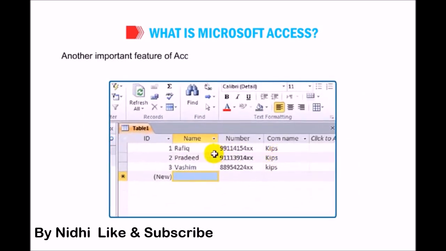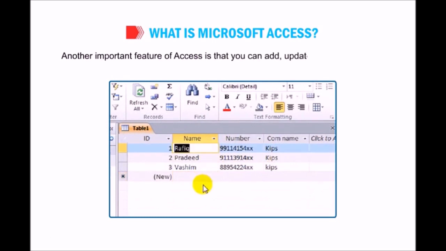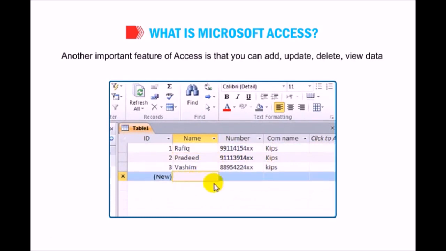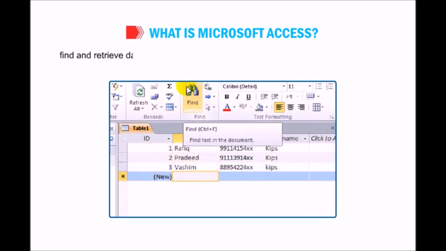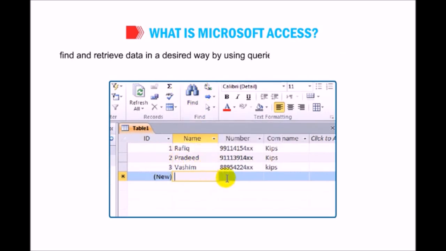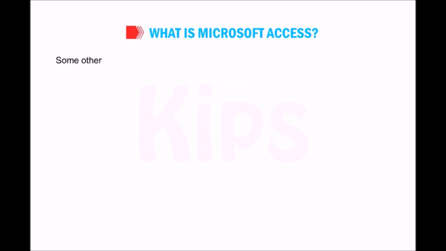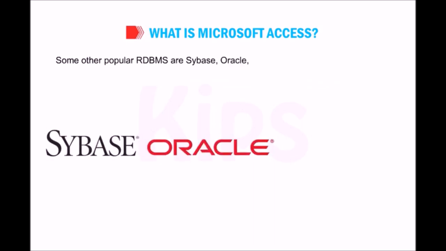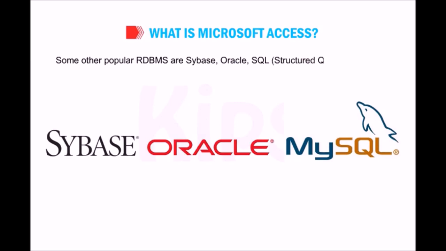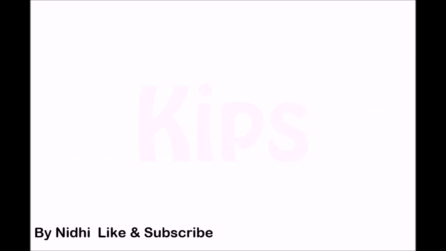Another important feature of Access is that you can add, update, delete, view data and establish relationships by using forms, find and retrieve data in a desired way by using queries, and print data in a specific layout by using reports. Some other popular RDBMS are Sybase, Oracle, SQL, Structured Query Language.